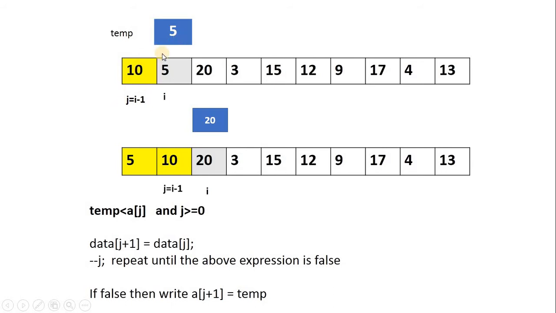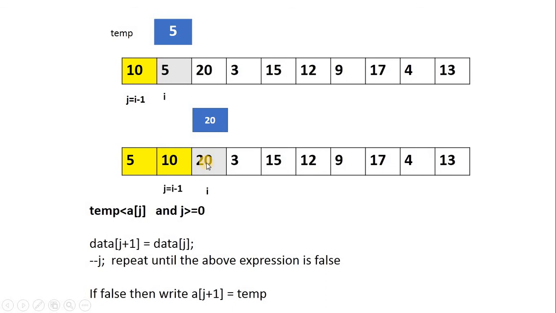Whenever it is true, the value you got at this particular index, the 10, has to be moved to I. So now 10 moves here. Then you write 5 into the earlier position, so now 5 comes here. Now it is 5, 10, and the rest are as usual. So now these two are sorted.